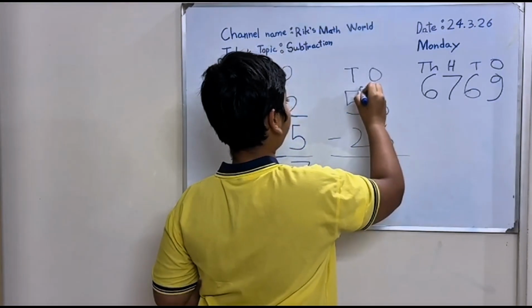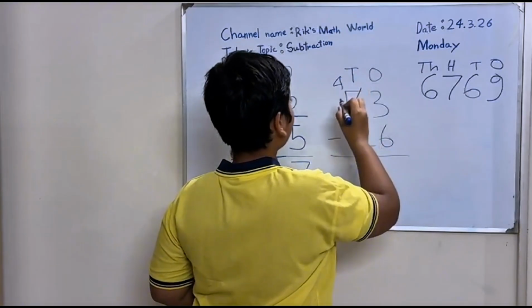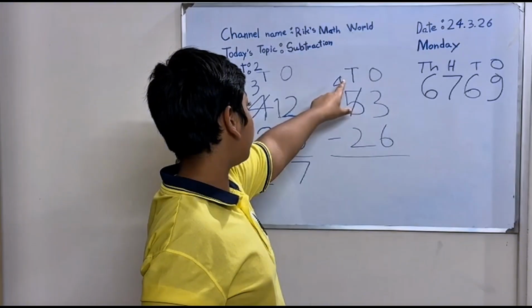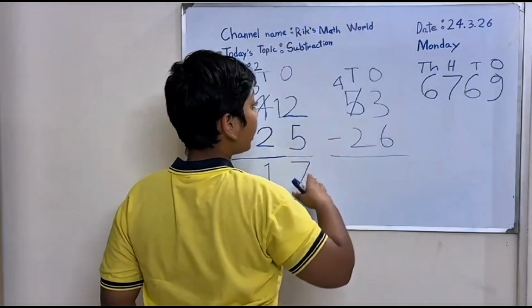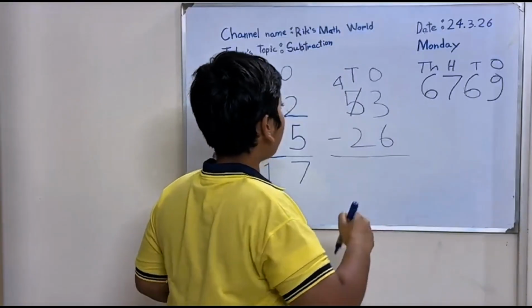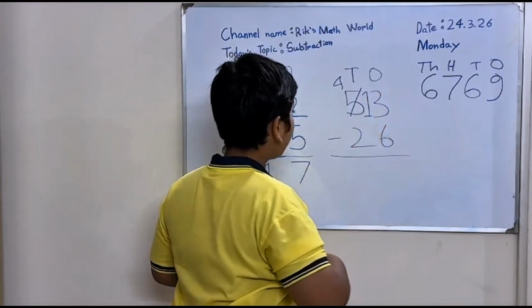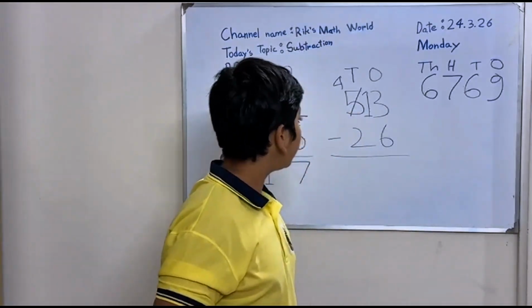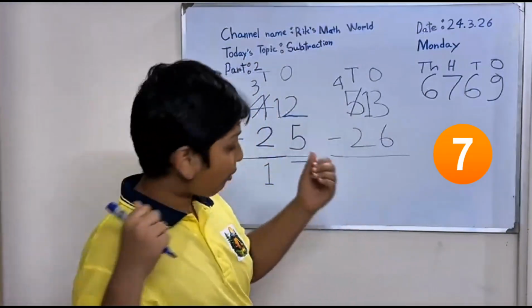So we will cut 5 and it will be converted into 4, and we took this number from the neighbor, which is the tens place. So we will add 10 plus 3, which is 13. So write here 1 in front of 3. So it becomes 13. And what is 13 minus 6? Yeah, it is 7. So write here 7.